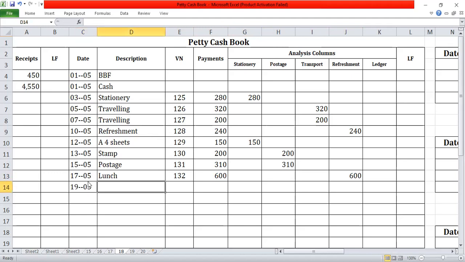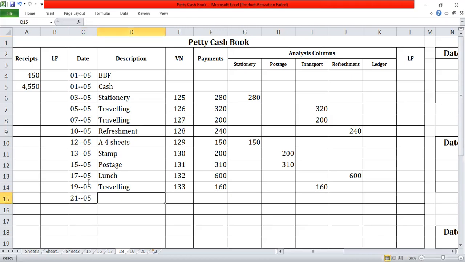19th May. Traveling. 133 is the voucher number. Amount is 160. So the best place to analyze that is transport, 160. Okay? Then the next date is 21st of May.